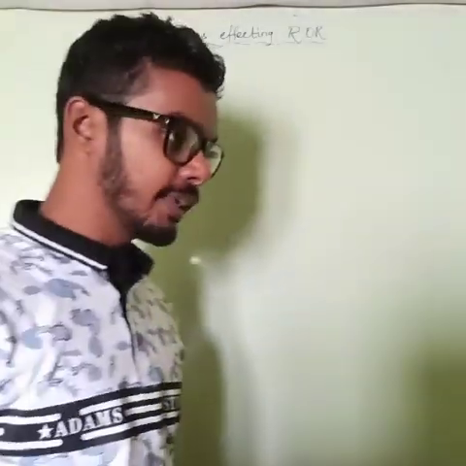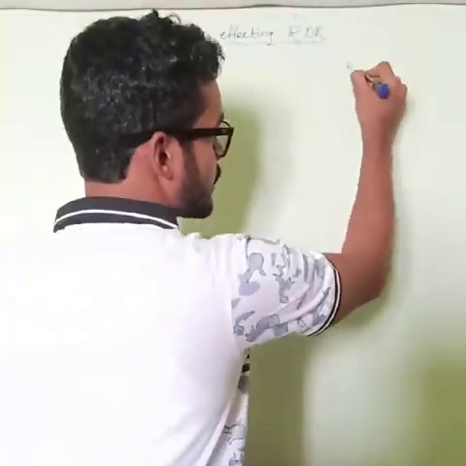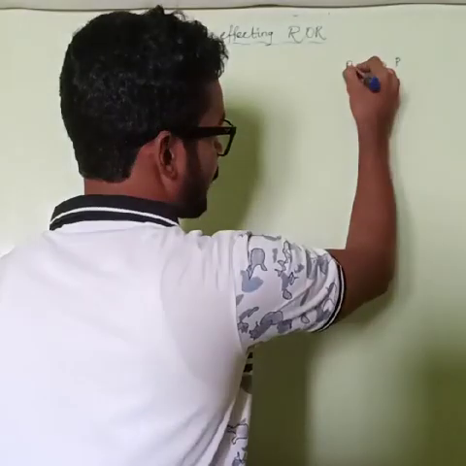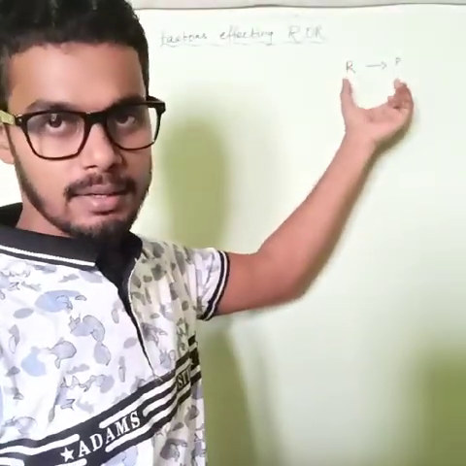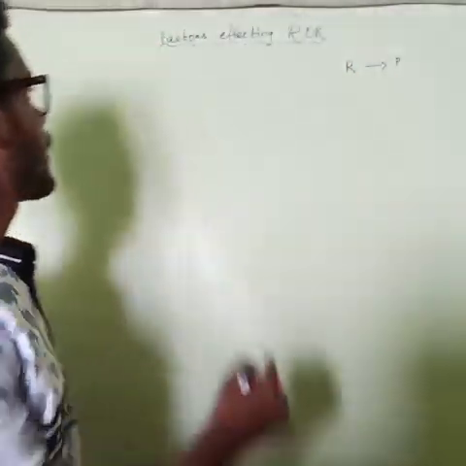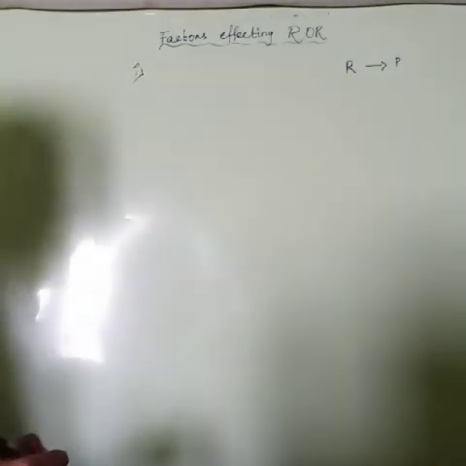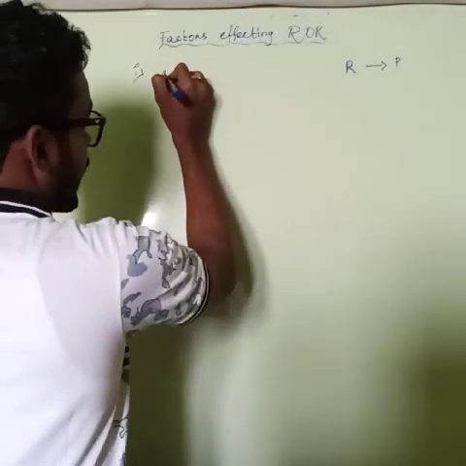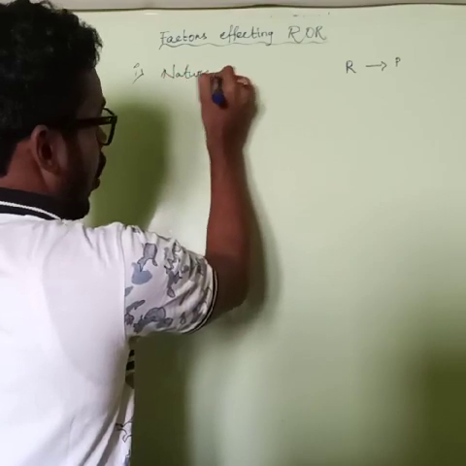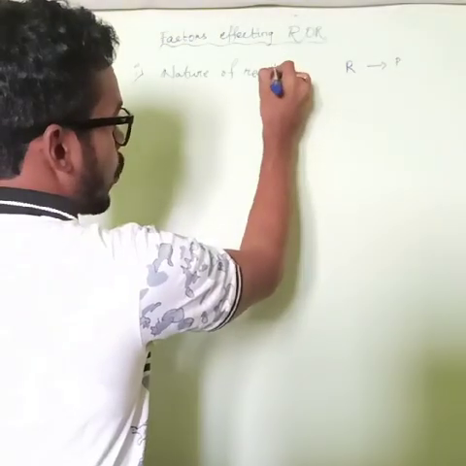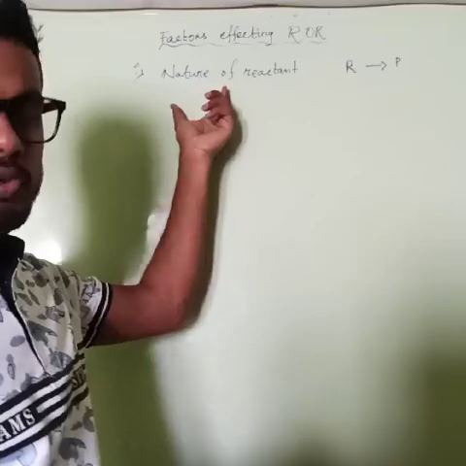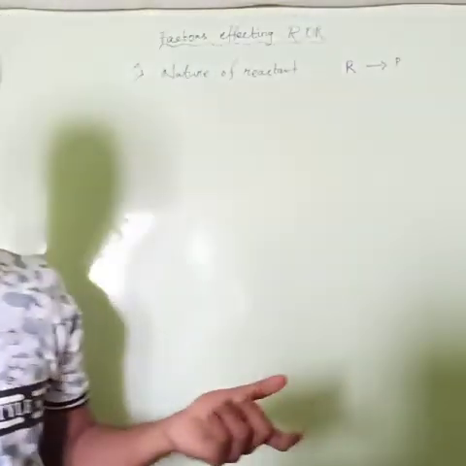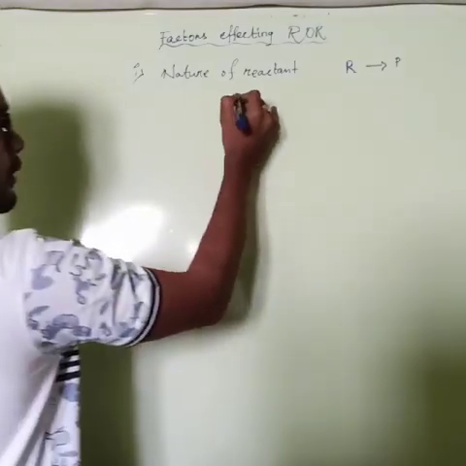Okay, so basically if a reaction proceeds, let's say R is the reactant and P is the product. So this is one reaction. So what are the main basic factors affecting this reaction? Okay, the first, take out your copy, note it down. First is the nature of reactant. What type of reactant you have taken, what its nature, that means whether that is ionic or not.